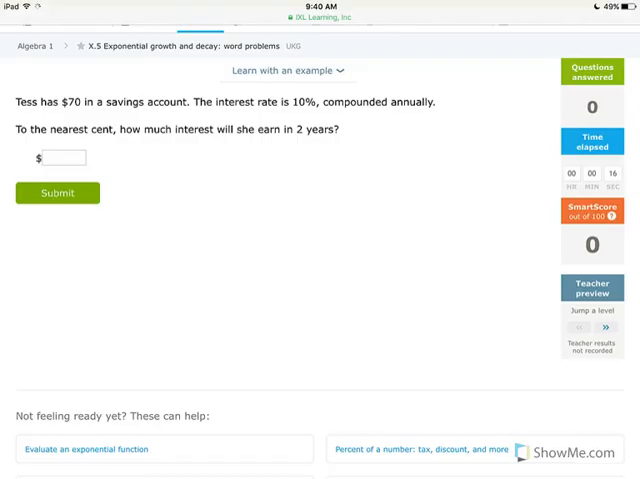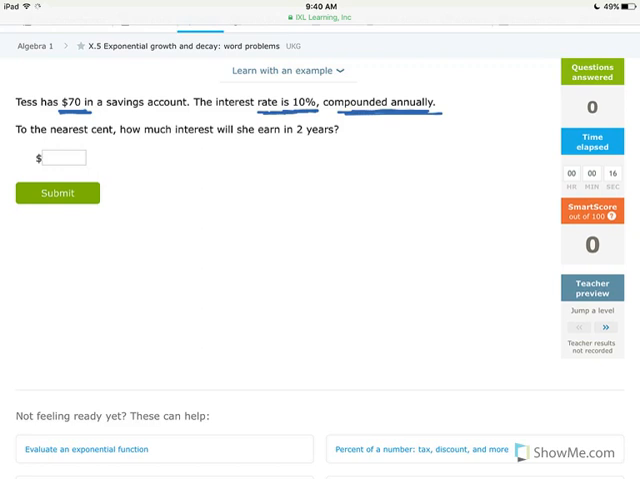So here's the first word problem. It says Tess has $70 in a savings account, so that's going to be her start value. So she's starting with $70. The interest rate is going to be 10%, so we're going to be thinking about this as an R value, 10%. Compounded once a year, so annual is once a year. To the nearest cent, how much money will she earn in 2 years?